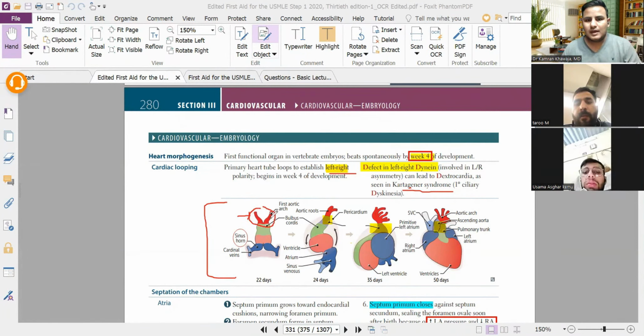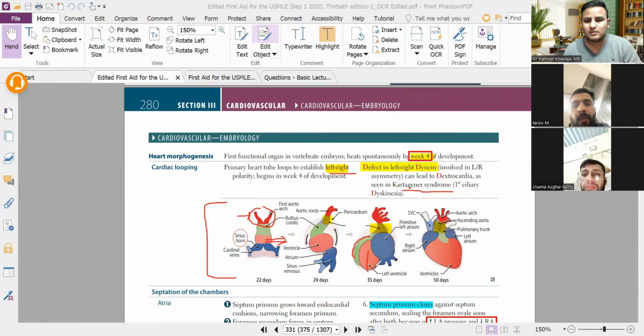Okay, and the next is bulbus cordis. What will be developed from the bulbus cordis? It will develop the ventricles. You can see here the green portion making the ventricle. And this red one is the primitive ventricle, which is producing the atria.